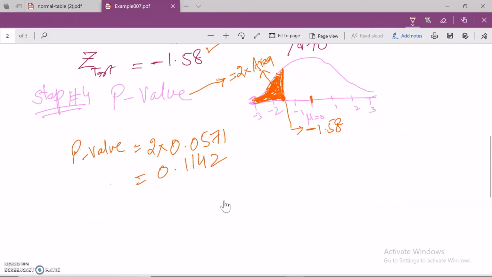Instead of using Microsoft Excel, I thought it's a good idea to share with you how I can find this value by using a table. In my previous example, I used Excel, so let's do this via table. First I will find the area to the left of this test statistic, which is minus 1.58. For this purpose, I will go to my table.